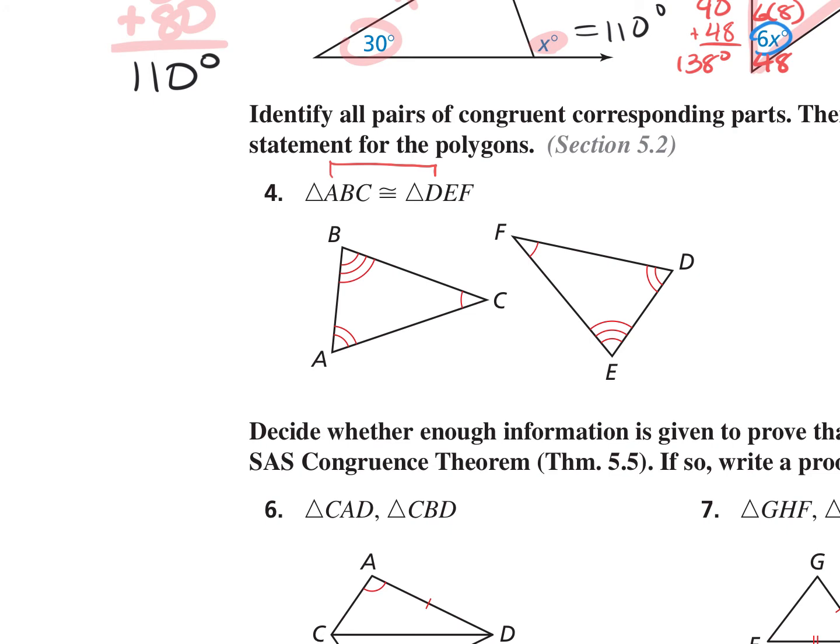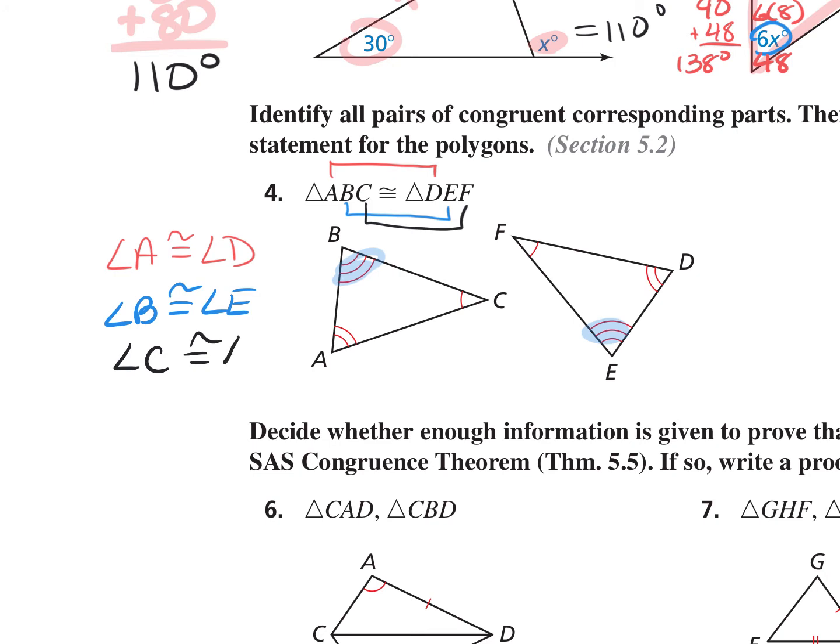Angle A is the first letter, and it matches with angle D. So I could state that angle A is congruent to angle D. We did this in the warm-up. And then notice we can also show angle B, the middle letter, is going to match with E. And also notice that B and E have the same markings here. So angle B is congruent to angle E. And then lastly, I can say that C, the last letter, is congruent to angle F.